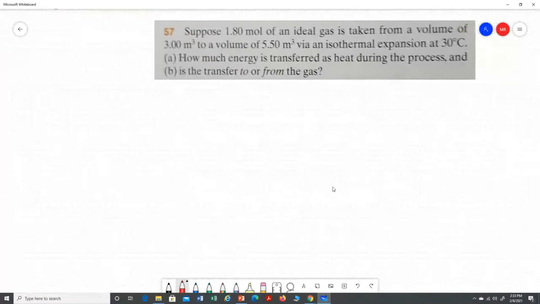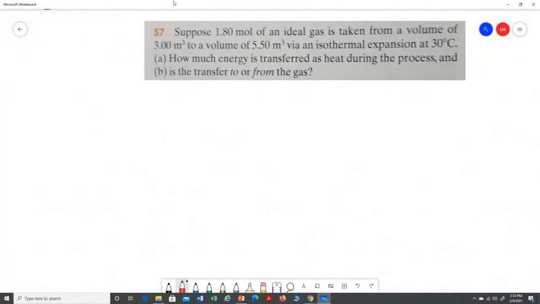My dear, again, we are going to play with the same thing. Suppose 1.80 mole of an ideal gas is taken from a volume of 3 cubic meter to a volume of 5.5 cubic meter. So what is your initial volume? My initial volume is 3 cubic meter. And what is my final volume? 5.5 cubic meter. Understand?